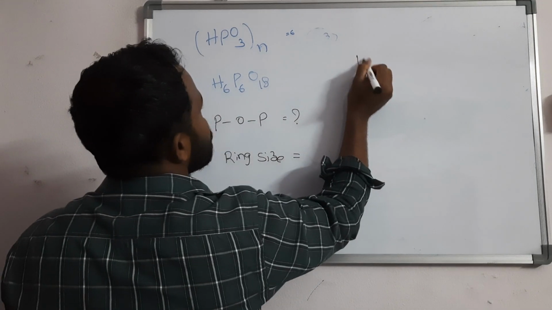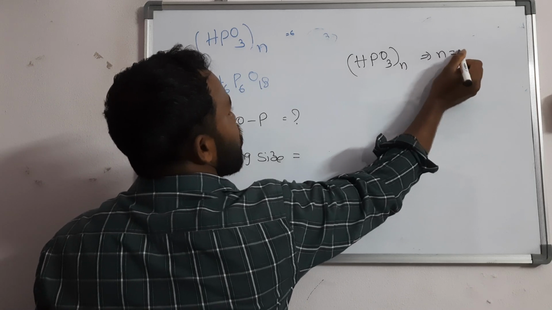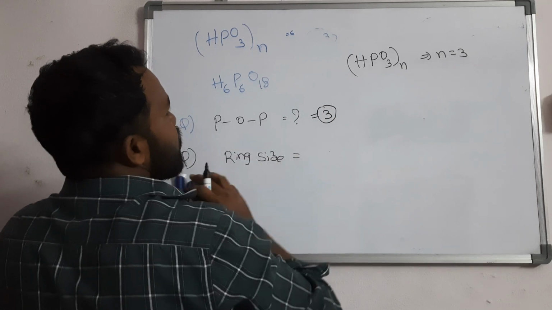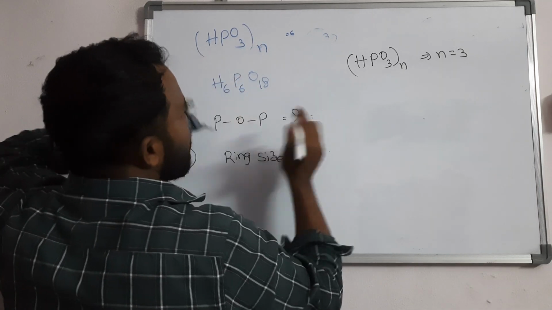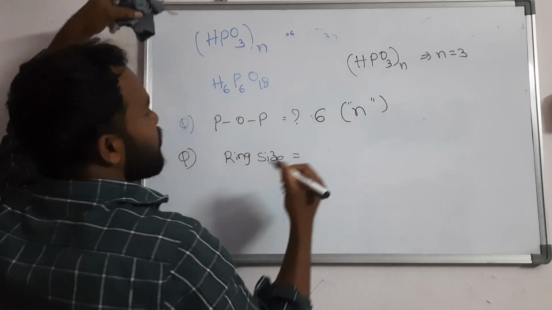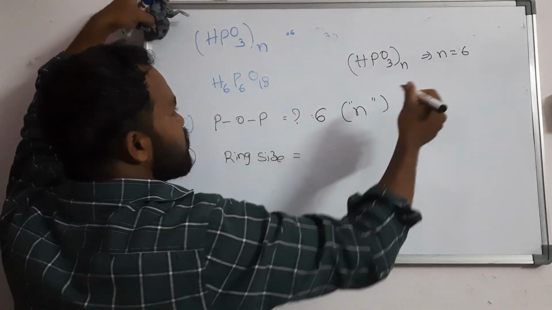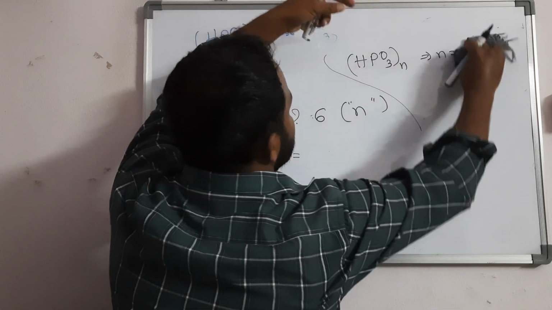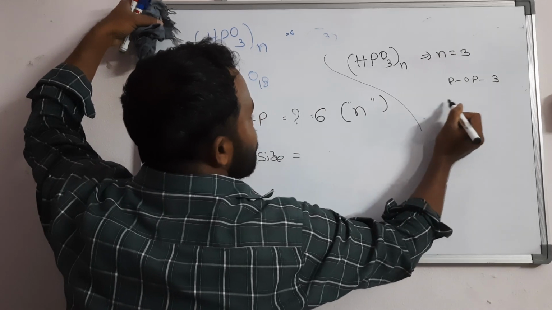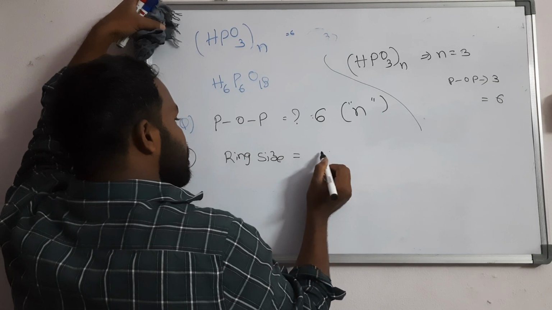So you should write HPO3 taken n times. If n is equal to 3, how many POP bonds did we get? 3, right? For HPO3 taken 6 times, you simply get n number of POP bonds. What is the ring size? For n equal to 3, you get POP bonds 3, and the ring size is 6, right? So here, the ring size is 12.